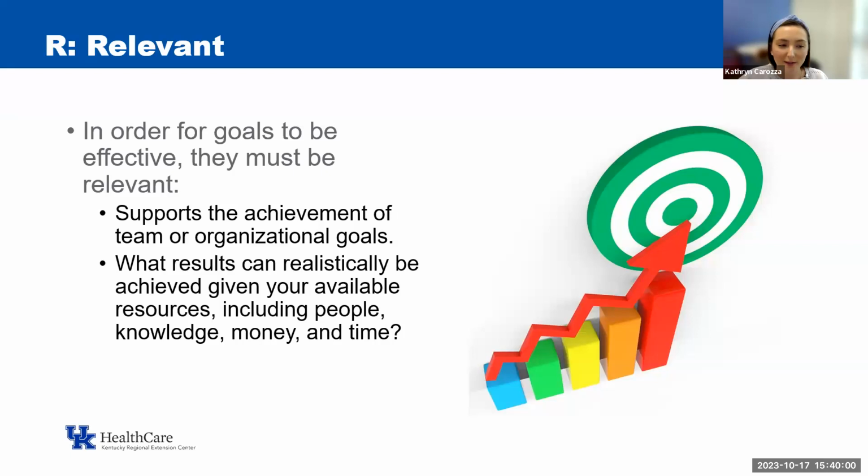R stands for relevant, and relevant goals align with your values and your long-term objectives. So this could be also supporting the achievement of your team or organizational goals. So an example of an irrelevant goal might be, I will learn to play the guitar, even though I have no interest in music. But a relevant goal could be, I will take a public speaking course to improve my communication skills for my job.